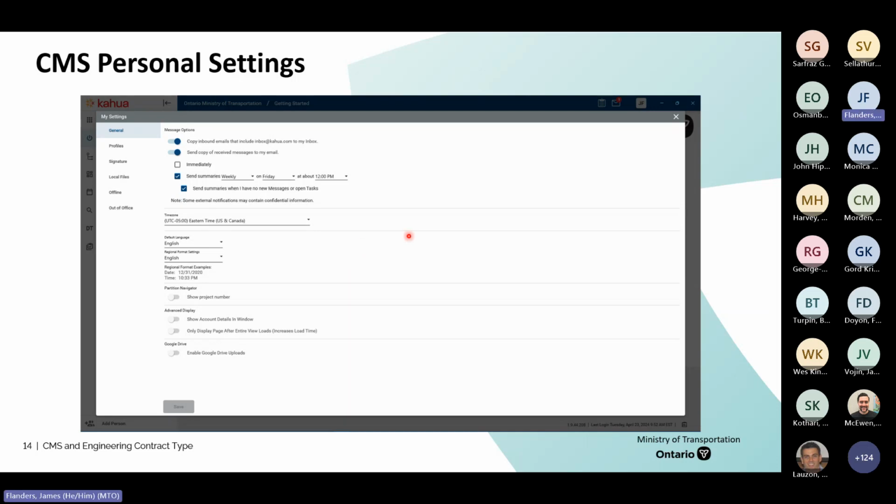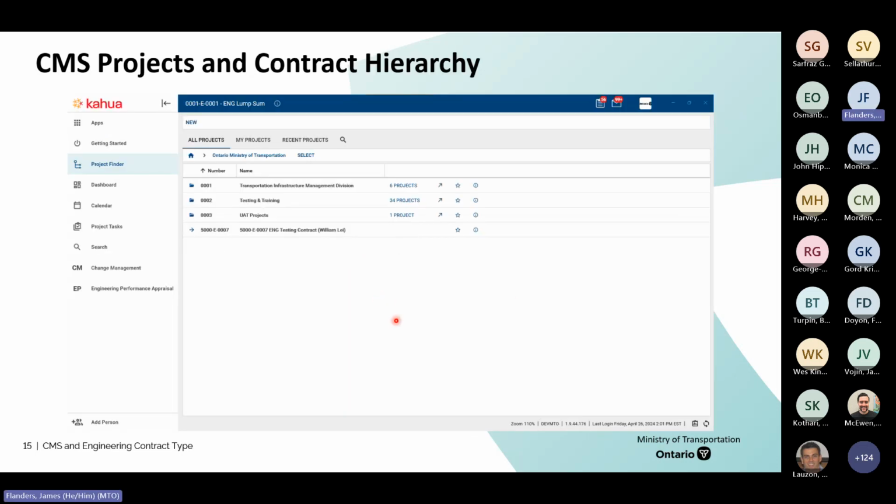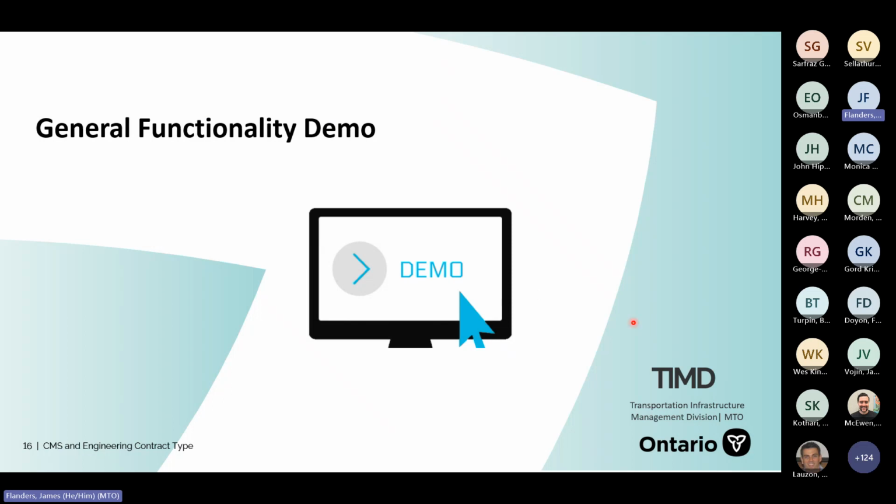For example, within the system, it's sort of like a file folder structure. So we have the Ontario Ministry of Transportation domain, and all of our projects will be in the Transportation Infrastructure Management Division, so the TIMD folders, and then those 6 project folders in there are the various regions, and that's how everything will be accessed. And I'll cover this in the demo. So now I'm going to jump over to Kahua.